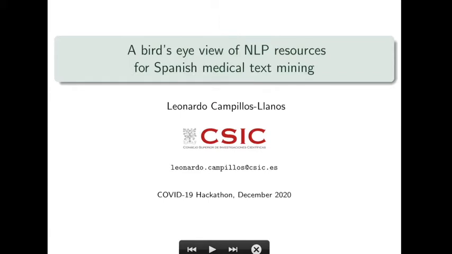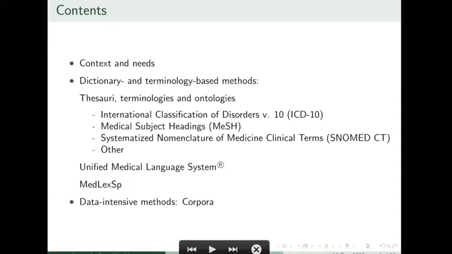I want to thank the organizers for giving me the opportunity to give this talk at this event, where I will provide a bird's eye view of NLP resources for Spanish medical text mining. I will first contextualize the settings and needs, then I will briefly provide an overview of dictionary and terminology-based methods. I will speak about the UMLS Metathesaurus and MedLexSp, a lexicon we developed in a recent project. Next, I will list some corpora available for data-intensive methods and conclude. Please note that I won't have time for all the existing resources, so sorry if I have missed other references.